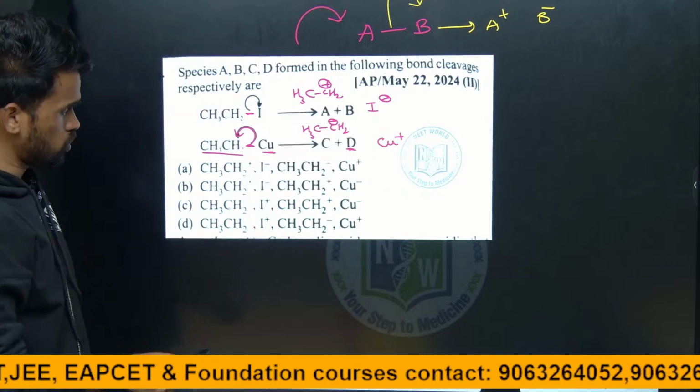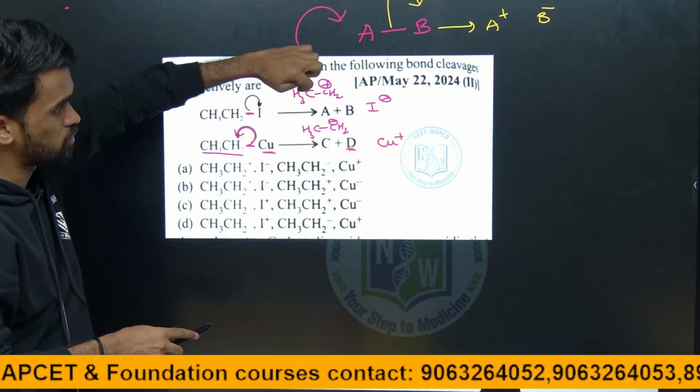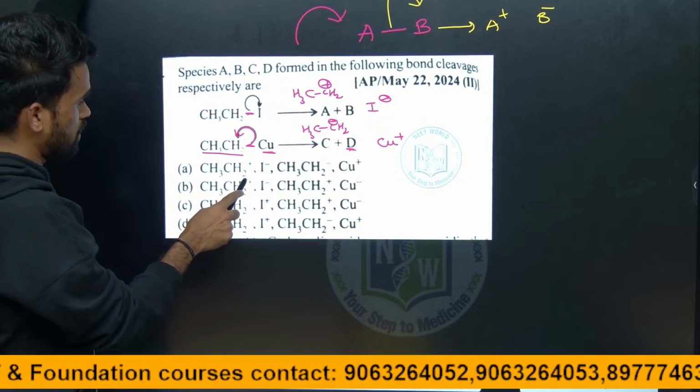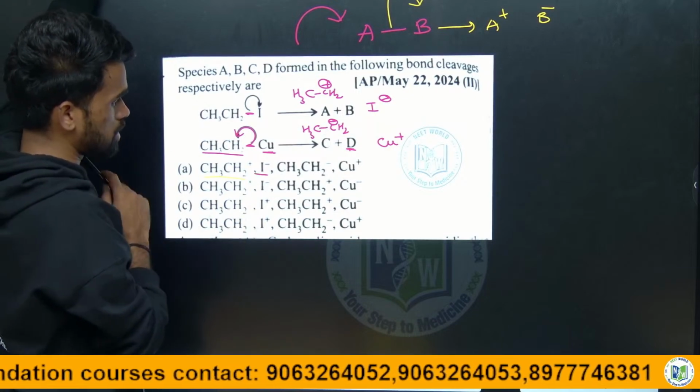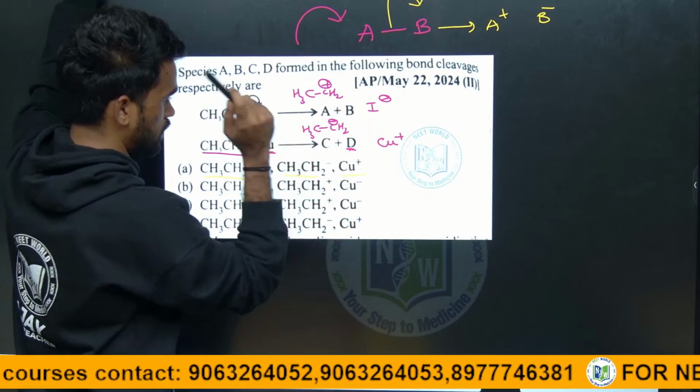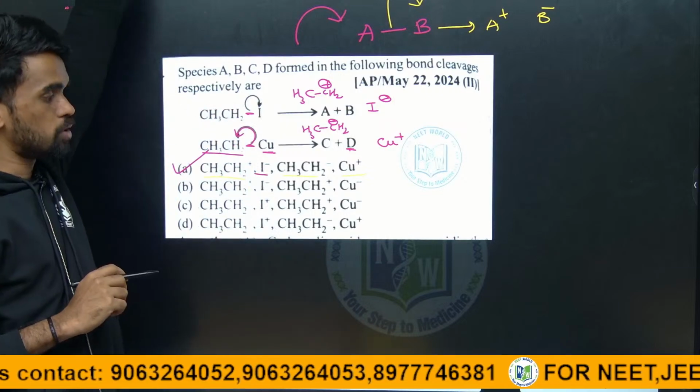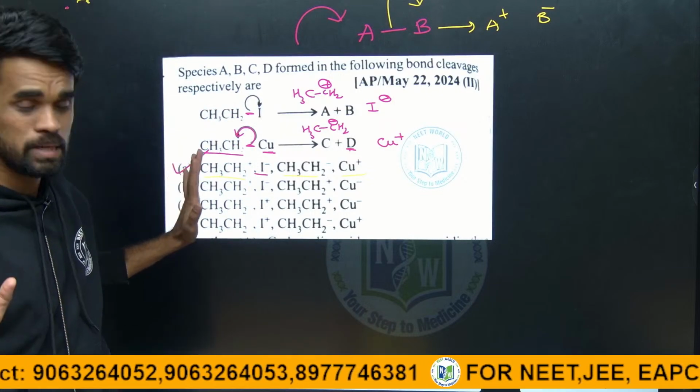Now choose the answer option which has these four: A will be this one, B will also be correct, C will also be correct, D also correct. So the first option is a suitable answer for this particular question. I hope it is clear.